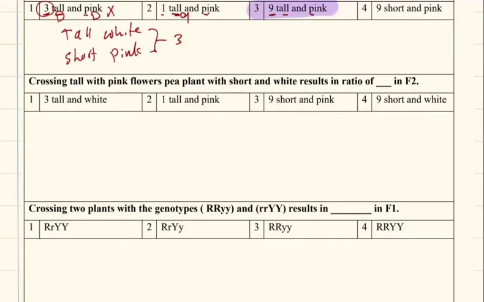It is the same, but here we have tall with pink, and here we have short and white. In F2, what is it going to be? We said the dominant has to be 9, dominant recessive and recessive dominant got to be 3, and recessive recessive got to be 1. So 3 tall and white, this is dominant and recessive, 3, yes, correct. So this is the correct answer. The rest of the answers will not be correct.